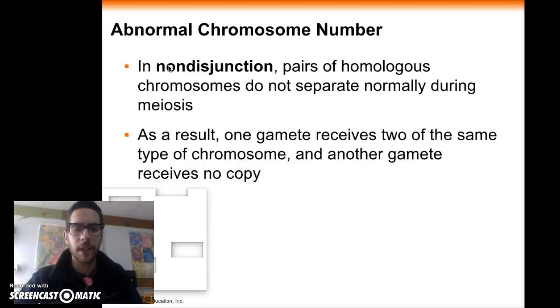to those gametes. The main abnormality that you need to focus on here is non-disjunction, and this is the failure of chromosomes to separate evenly within this process. So this may result in one gamete having excess and one gamete having fewer than the normal number of chromosomes.